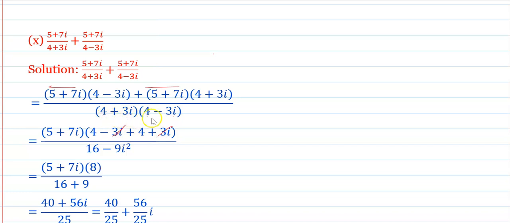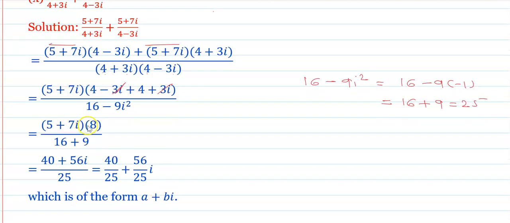It means a plus b, a minus b. Means what? 16 minus 9i square. i square is minus 1. And therefore you will get here 16 minus 9i square, i square is minus 1. And this minus and minus that will become plus. 16 plus 9, and hence you will get 25. Next the multiplication. 8 into 5 you will get 40. Next 7i into 8 you will get 56i.